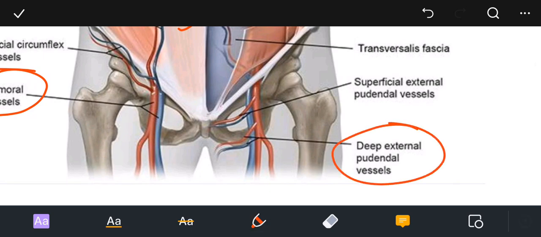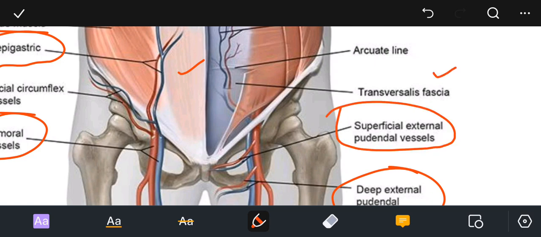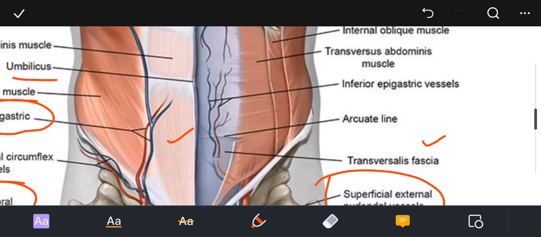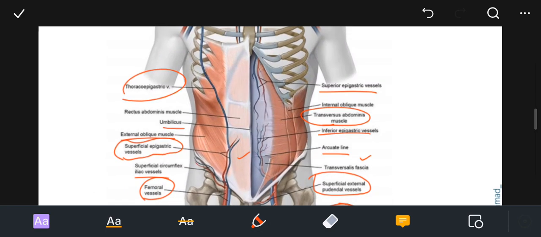These are supplying the genitalia. The superficial external pudendal vessels are present over here. Then the transversalis fascia, and traversing the transversalis fascia, we have the inferior epigastric vessels. The arcuate line is like this, and then we have the transversus abdominis muscle, the internal oblique muscle, and the superficial epigastric vessel, and this is the whole diagram in one go.